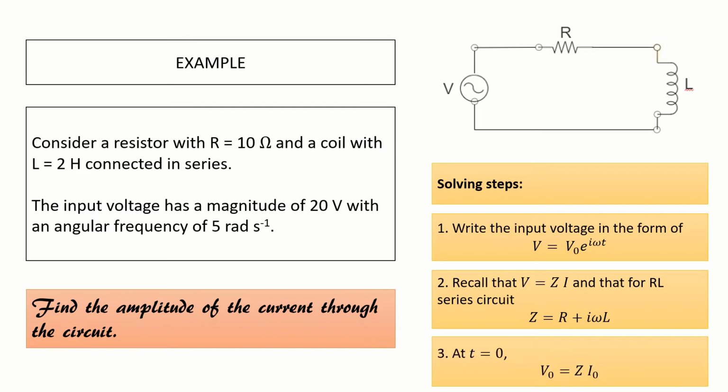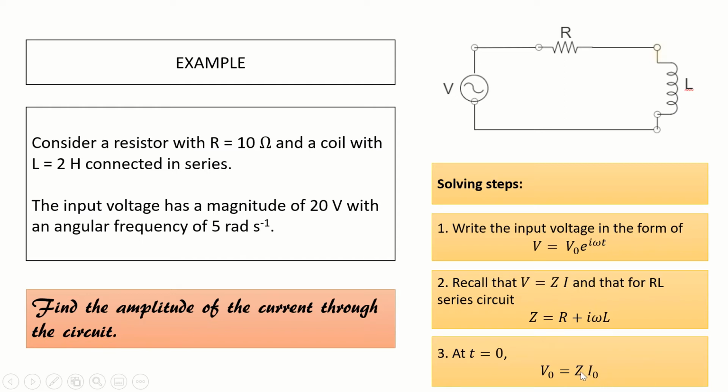In order to find the amplitude of the current, it is sufficient to put the time t equal to 0. When t equals 0, you will realize that e to the i omega t is going to be equal to 1. So then you have V naught equals Z I naught. On both sides of the equation, the exponential term is equal to 1, and you have this simple equation. What you want to find essentially is I naught.